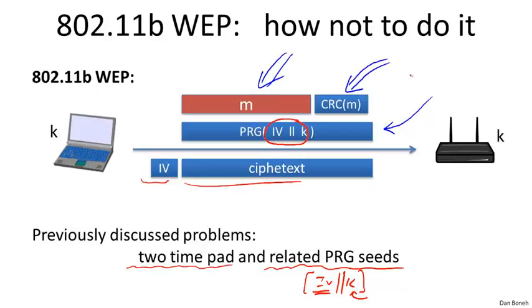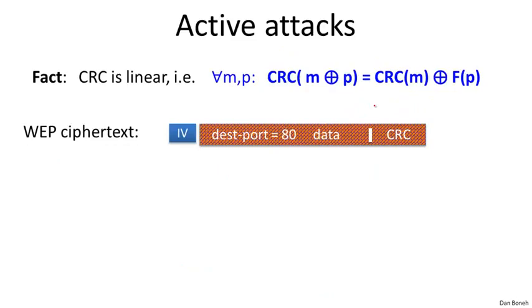What I want to show you is that even the CRC mechanism that's used here in an attempt to provide integrity and prevent an adversary from tampering with the ciphertext, even that mechanism is completely broken, and it's actually very easy to tamper with ciphertexts en route. So let's see how that's done.